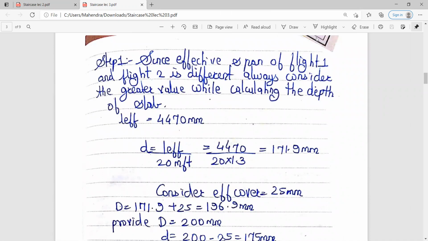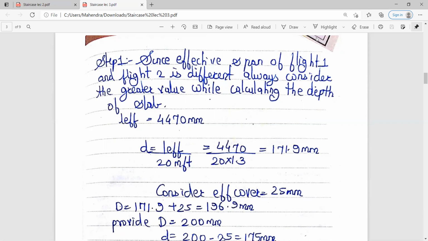But for designing purpose, you have to consider the greater L effective value from the above two. दोनों फ्लाइट में से जिसकी भी L effective की वैल्यू ज्यादा है that you have to consider for the design. So since the effective span of the flight 1 and flight 2 is different, you will always consider the greater value while calculating the depth of the slab.